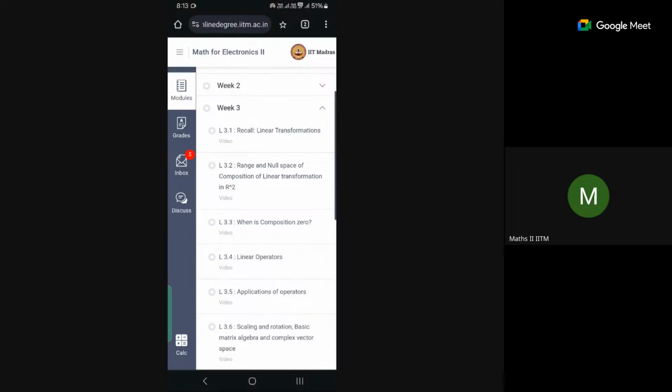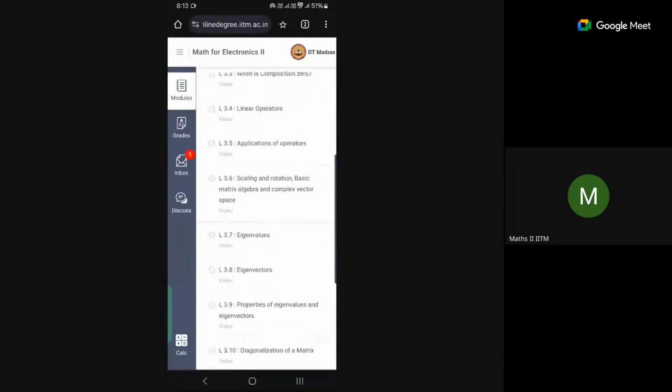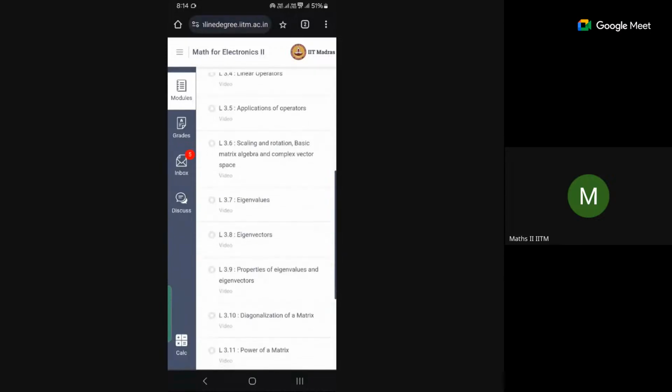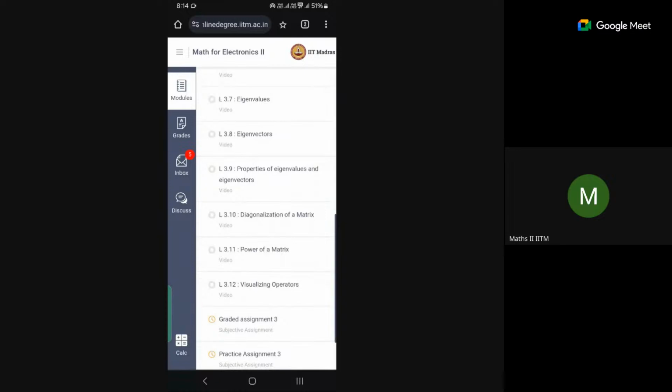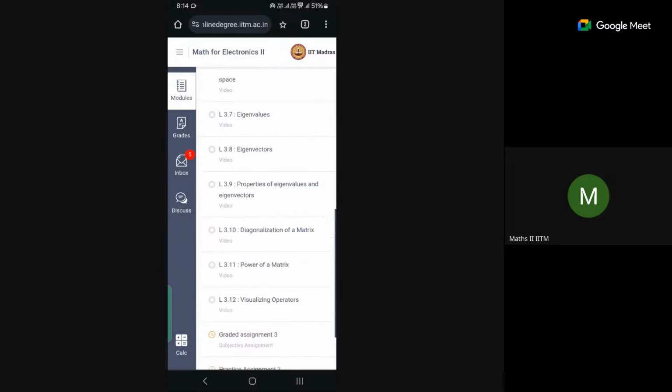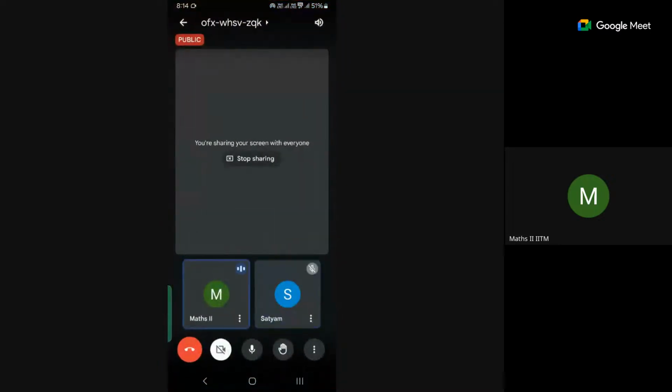Okay, so in week three we have linear operators, scaling and rotation, and eigenvalues and eigenvectors, and diagonalization of a matrix, power matrix visualization. Okay, that's enough. Thanks. Shall I stop it now? Yes, you can stop now.